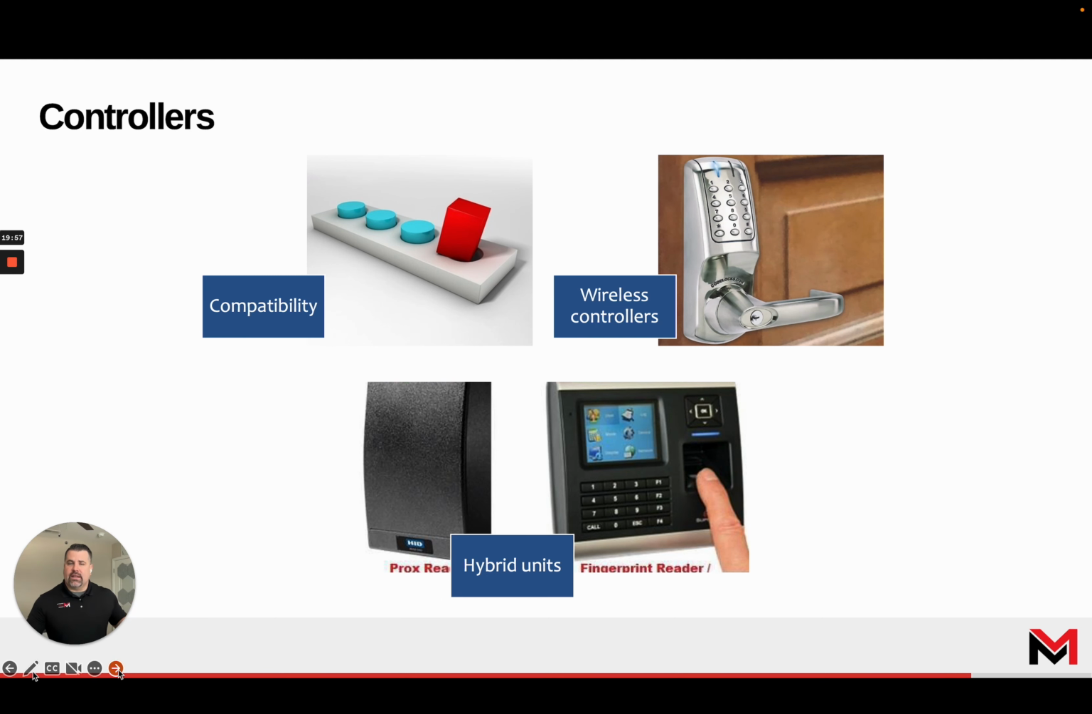When it comes to selecting a controller, there's a variety of different units. You want to make sure that you're considering compatibility, especially if you have multiple properties in the commercial real estate space. Is the controller that's being used at this new property compatible with existing software if you have that? Know that there's wireless controllers, wireless door handles, and wireless locks that could be compatible, or even these hybrid units that could be used to have a controller built into the reader.